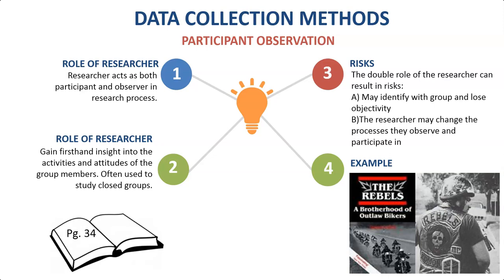Some of the risks associated with participant observation are related to the double role that the researcher plays. So they may identify with the group too closely and lose their objectivity, or the researcher may change the process they observe and participate in by their mere presence.